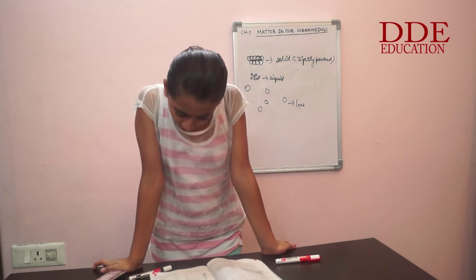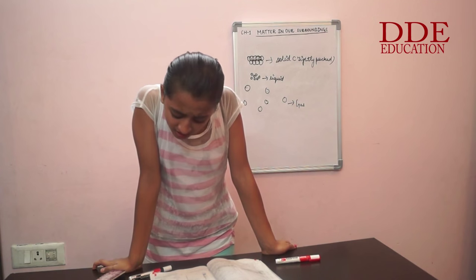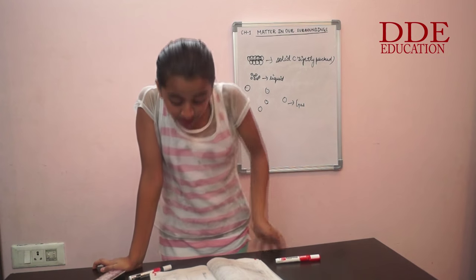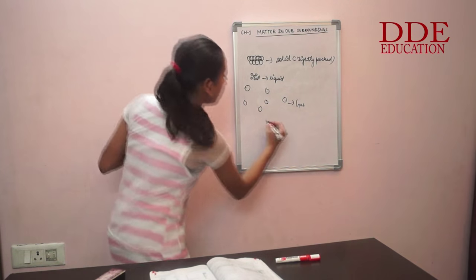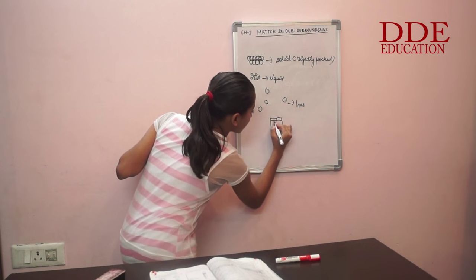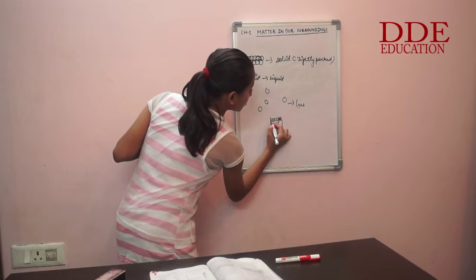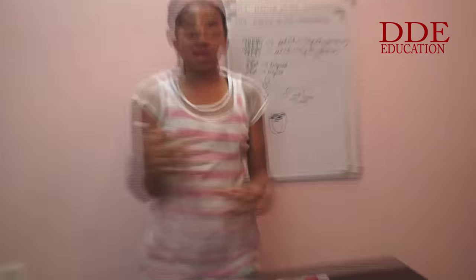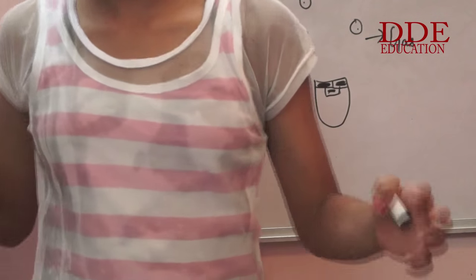Now let's read further. It says that the pressure exerted by the gas is because of the force exerted by gas particles per unit area on the walls. Per unit area means that if this is the container, then per unit area would be this. And the gas particles would exert a certain amount of force on this because they would randomly be moving, hitting each other and even hitting the walls of the container. That's what they do.